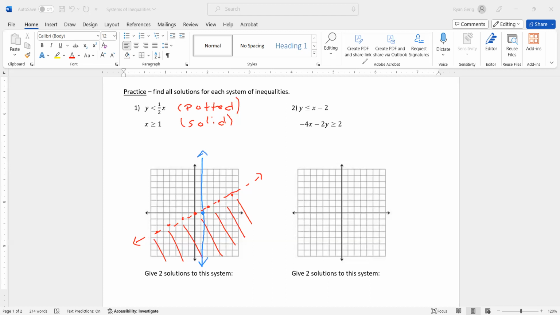Now, I can't really shade above or below that line because it's straight up and down. If I go up, I'm still on the line. How do I go bigger than 1? Well, where are the numbers bigger than 1 on the x-axis? To the right. So I'm going to shade this to the right. And now I need to look at where the regions are shaded red and blue.